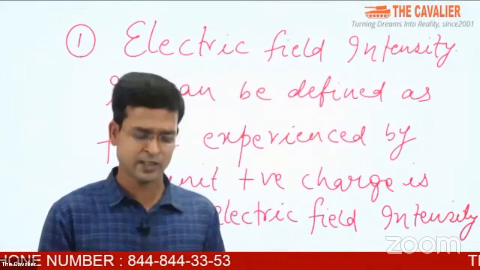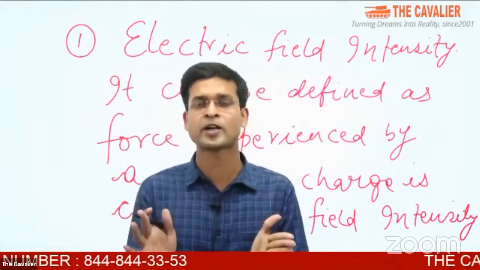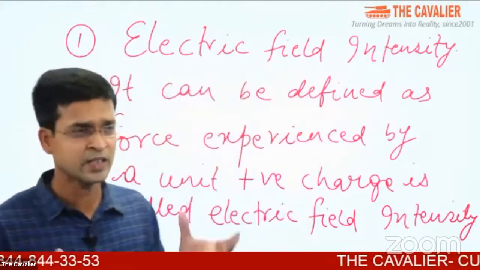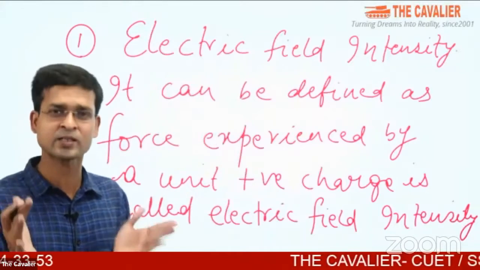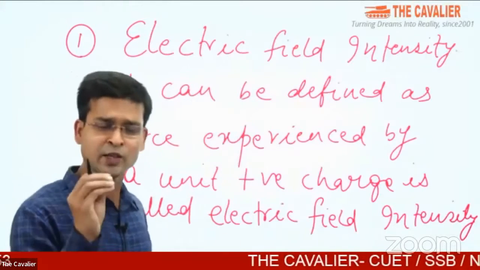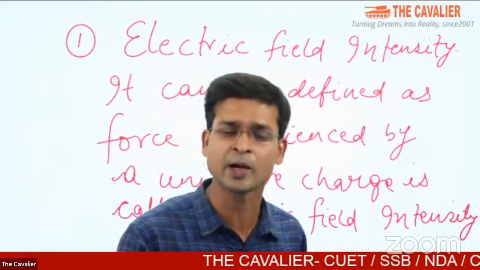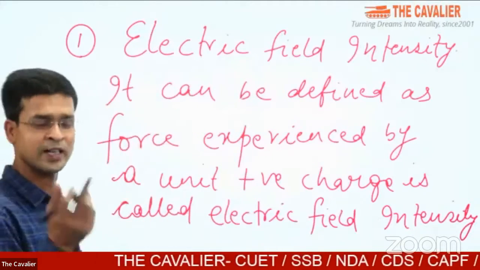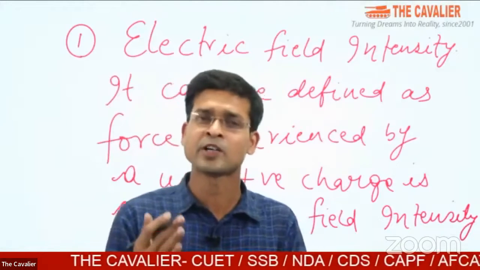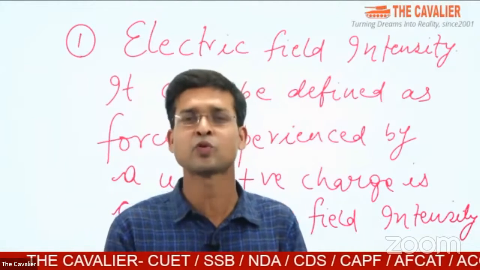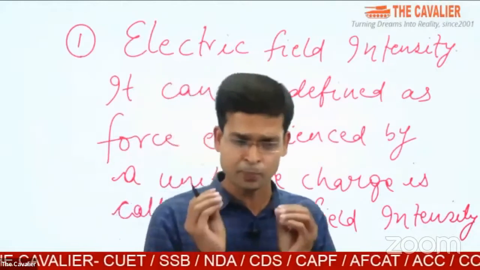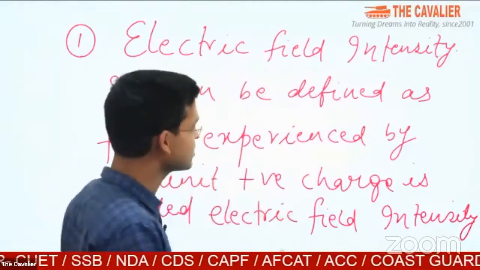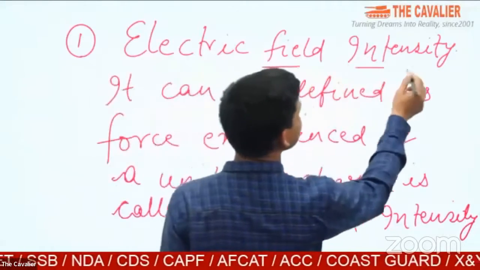I have already discussed the electric field. Electric field is a particular region, a distance in which its effect can be realized. Up to a particular distance, how much effect a particular charge has at a particular distance, that distance is called the electric field. But at a particular point, how much force has been realized, how much force a point charge realizes at a particular point, that is termed the electric field intensity.